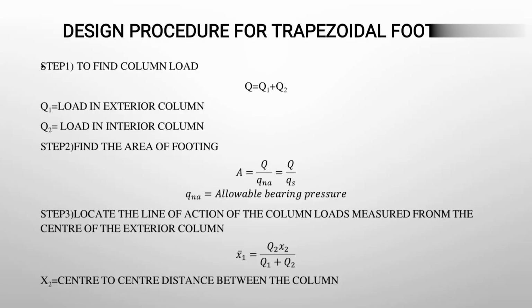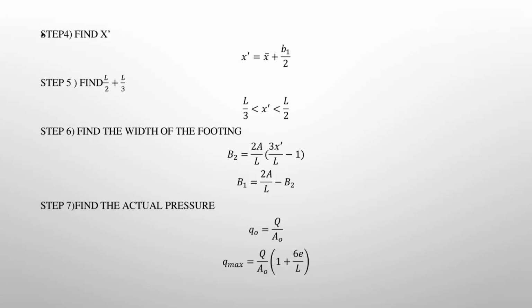Next step is to locate the line of action of the column load. So x1 bar equal to Q2 x2 divided by Q1 plus Q2. x2 is the center to center distance between the columns. Next step is to find the x dash. x dash is nothing but x bar plus B1 divided by 2.